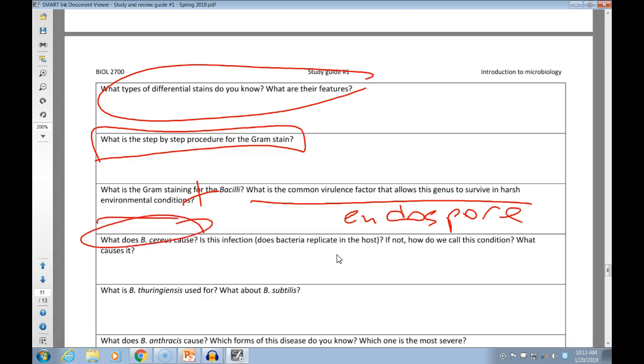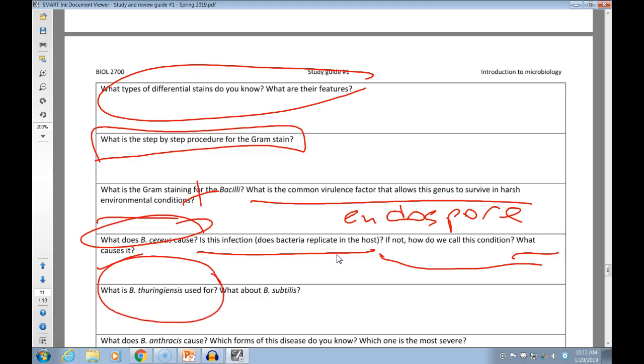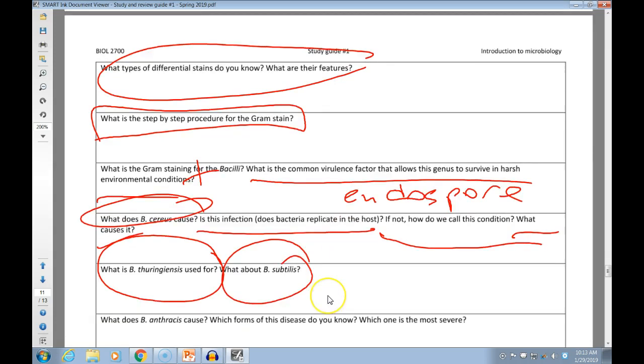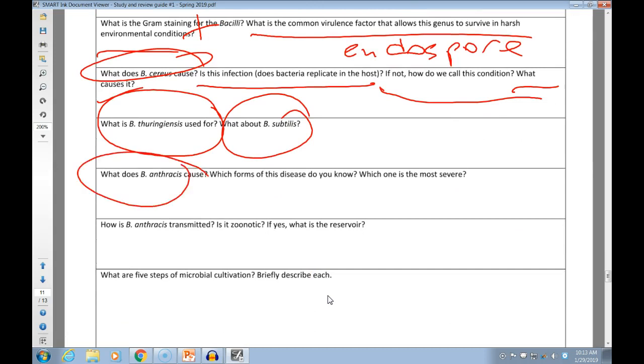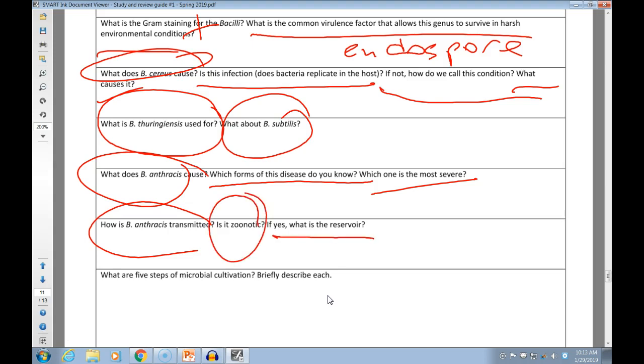Bacillus cereus, food poisoning. It's not an infection, so it's intoxication. It's caused by the bacterial toxin. Bacillus thuringiensis, used for production of insecticide, BT. Bacillus subtilis, research object. Bacillus anthracis, causes anthrax. Forms: cutaneous, enteric, respiratory. Respiratory is the most severe. Transmitted mostly by contact, in rare cases with food or with inhalation. It is zoonotic. Reservoir is cattle or other hoofed animals.